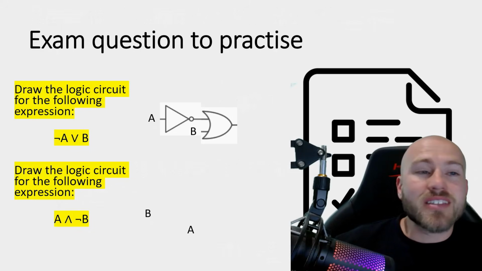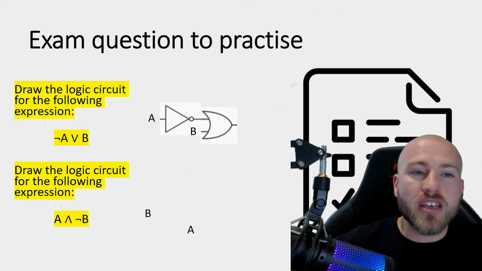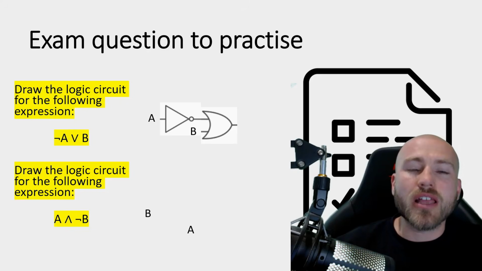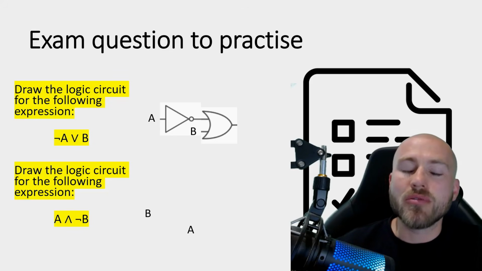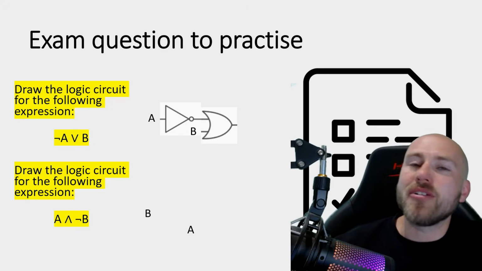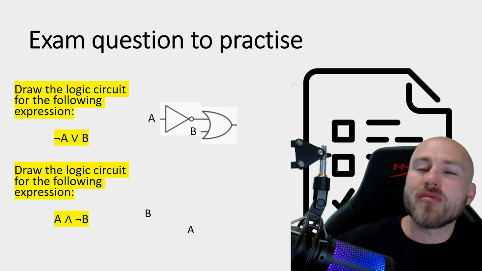Okay, let's go through the answers then. So the first one was draw the logic circuit for the following expression, NOT A OR B. So it would look like this. You've got A going into the NOT gate, and then you've got both feeding into the OR gate. Maybe you could have a little practice drawing the truth table out for that one as well.